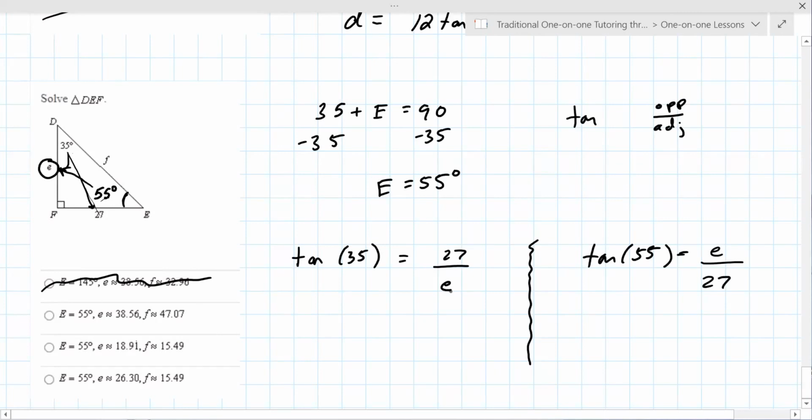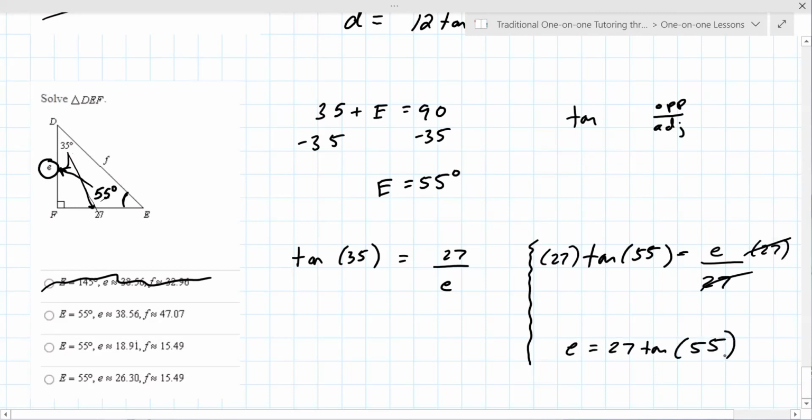So notice on the left, you have the variable on the bottom. On the right, the variable is on the top. So the one on the right is preferred. And the reason is because you can multiply both sides by 27 to clear the 27, and E equals 27 tangent of 55.